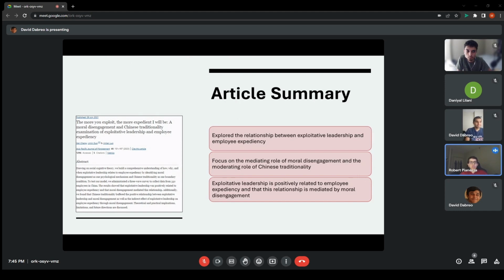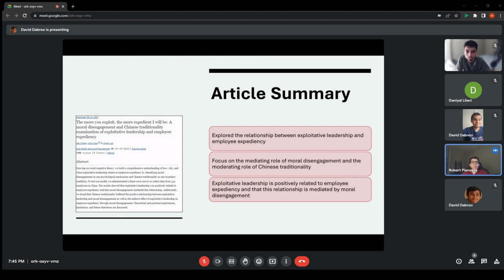The article explored the relationship between exploitative leadership and employee expediency, with a focus on the mediating role of moral disengagement and the moderating role of Chinese traditionality. Drawing on social cognitive theory, the study found that exploitative leadership is positively related to employee expediency, and that this relationship is mediated by moral disengagement. Additionally, Chinese traditionality was found to moderate the relationship between exploitative leadership and moral disengagement, buffering the effect of exploitative leadership on employees with higher levels of Chinese traditionality.